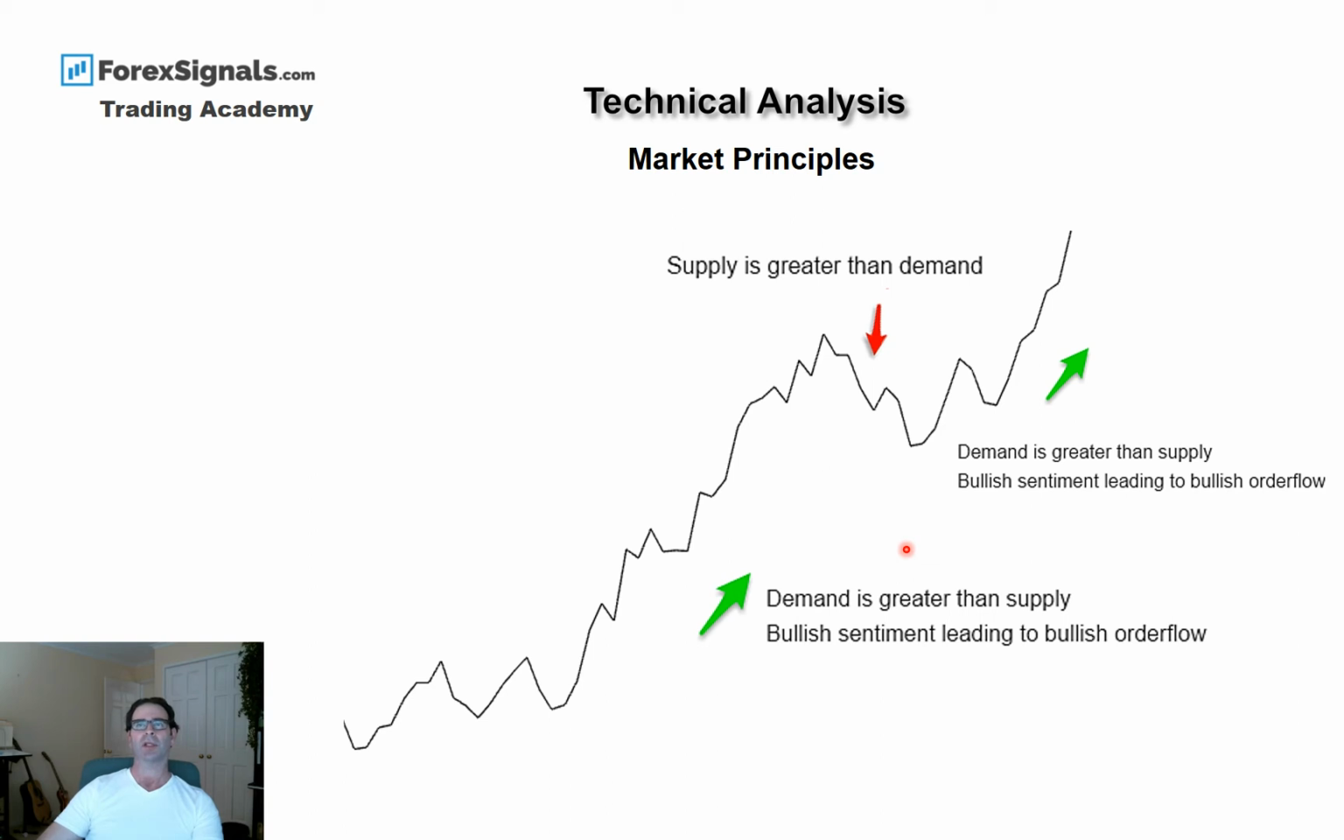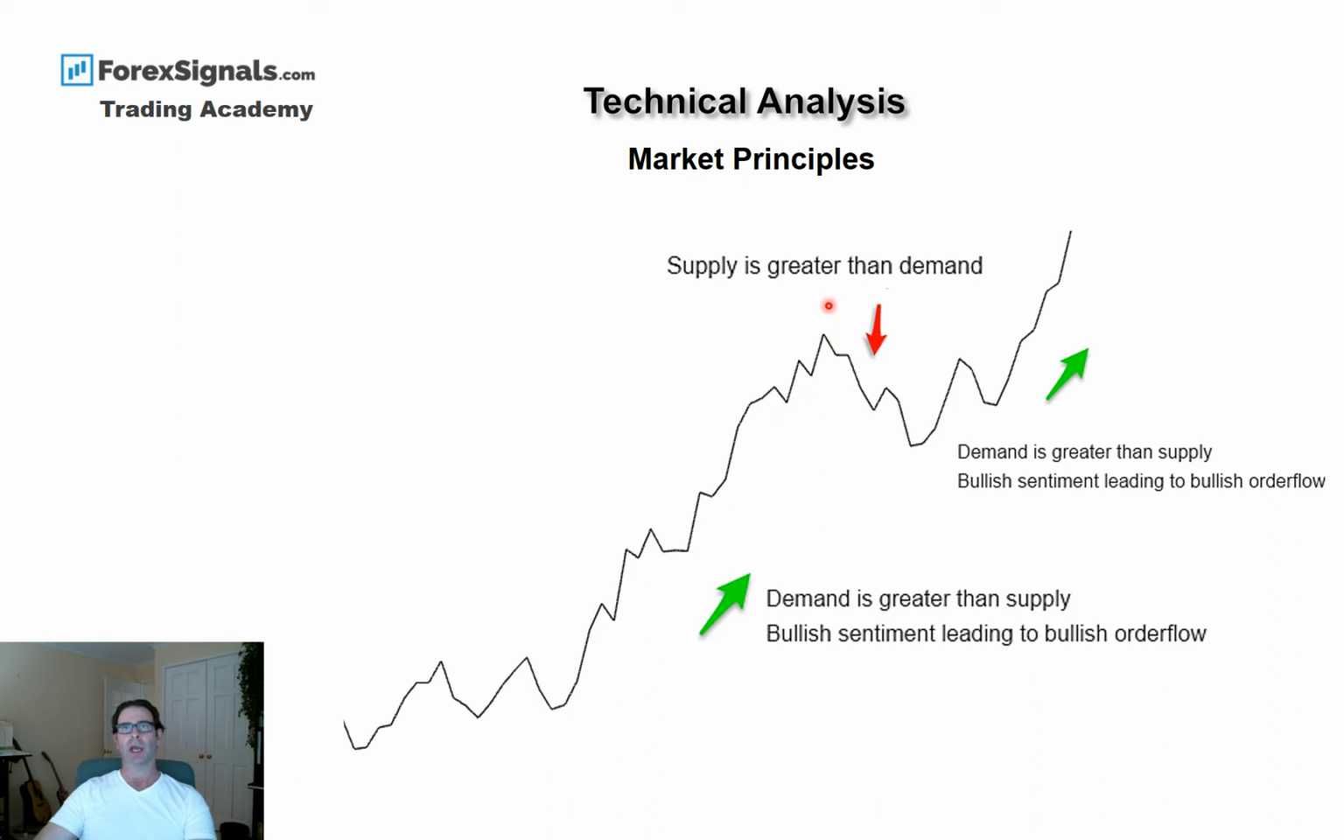This is a line chart. So we can see the closing price of each candle. What this does is clear the chart up a little bit for us. So what we can see here is our bullish pressure, bullish sentiment, neutral sentiment, bullish sentiment leading to bullish order flow, leading to bullish pressure.